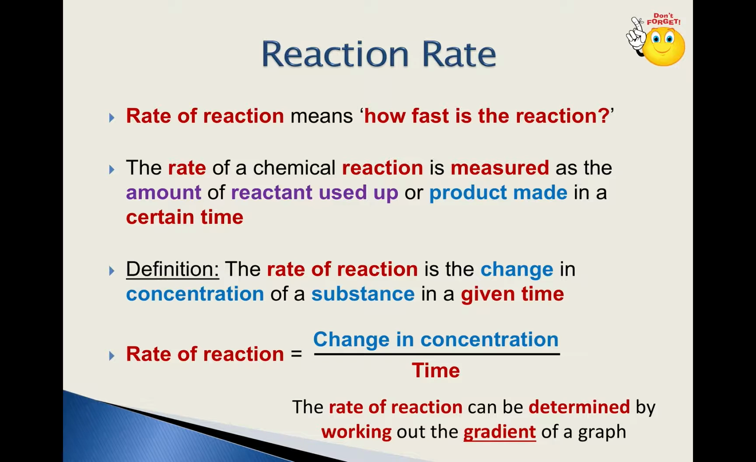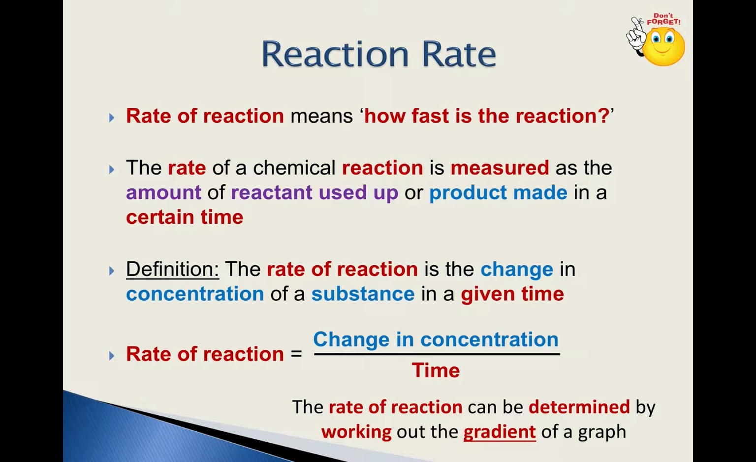So the rate of the reaction is essentially how fast is the reaction. And you can work out the rate of reaction at any time you want during the reaction. But in order to do that, you first have to either monitor how the reactants are used up against time or monitor how the products are produced against time. You then plot a graph, and then at whichever time you want, you can work out the rate by determining the gradient at that particular point. I'll talk through that more in a minute.